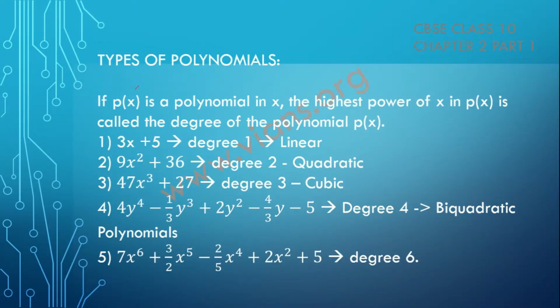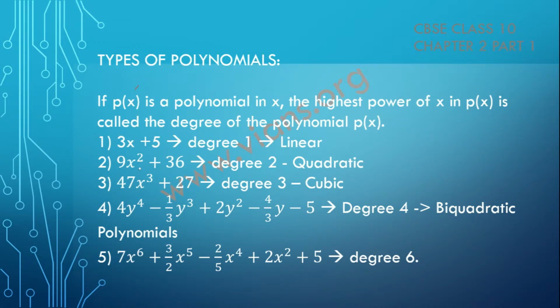Now, polynomials. What is a polynomial? A polynomial is any relationship between multiple variables that can be expressed in a certain form. For example, there's a relationship between a constant and a variable x, and that can be expressed as 3x plus 5. All right, so 9x squared plus 3 is another polynomial.